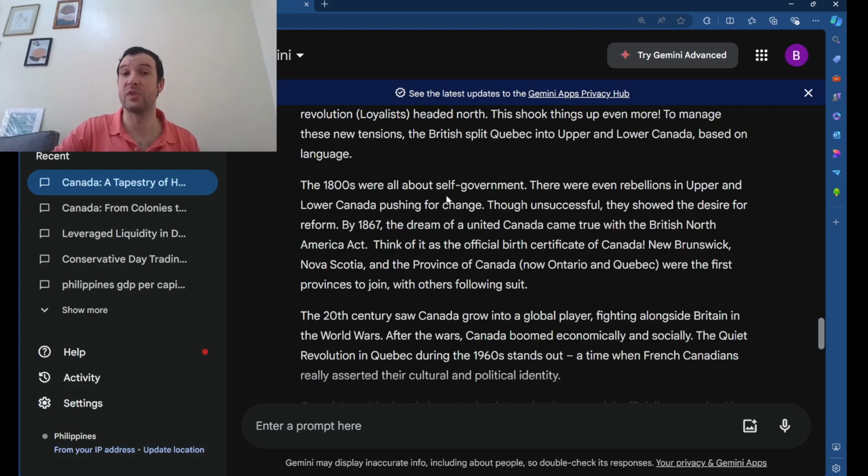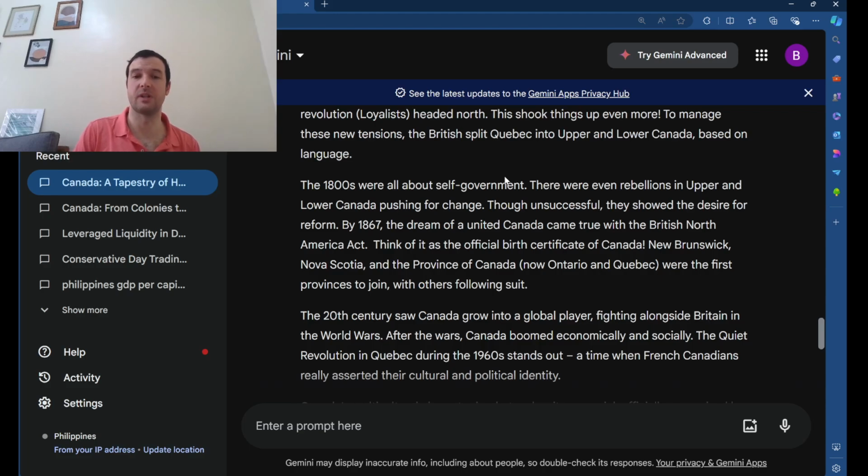The 1800s were all about self-government. There were even rebellions in Upper and Lower Canada pushing for change. Though unsuccessful, they showed the desire for reform, so for change. By 1867, the dream of a united Canada came true with the British North America Act. So this is like the first law or act that brought Canada together. It says here, think of it as the official birth certificate of Canada. So New Brunswick and Nova Scotia, the two Atlantic side provinces, along with the province of Canada, which was Upper and Lower Canada, Ontario and Quebec, were the first provinces to join, with others following suit.